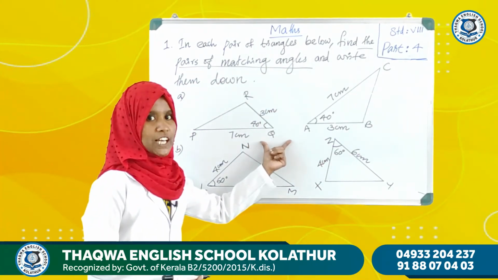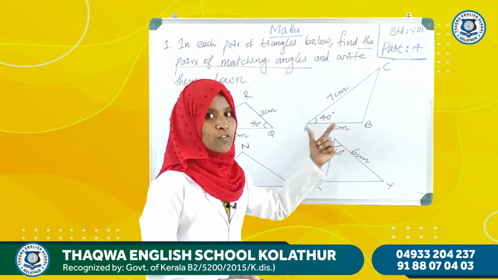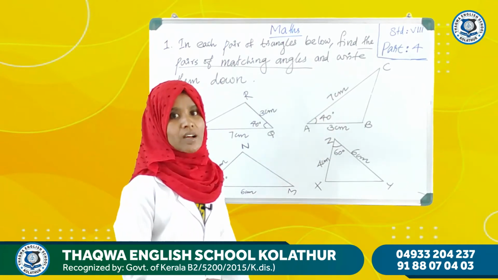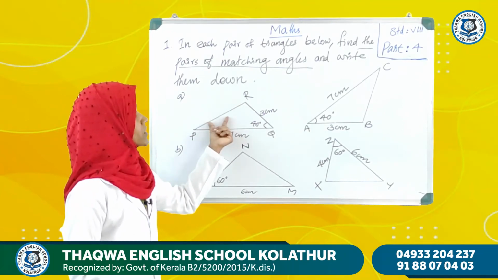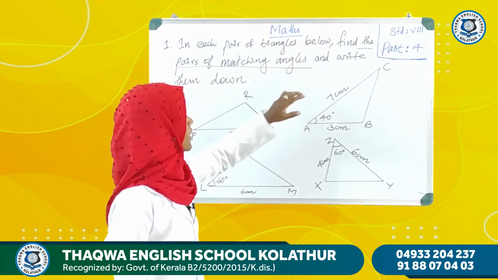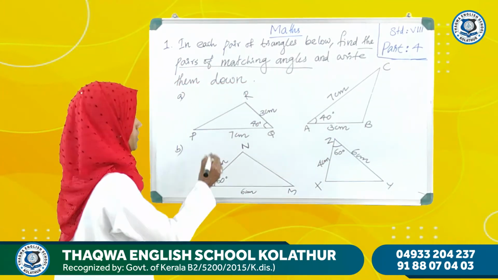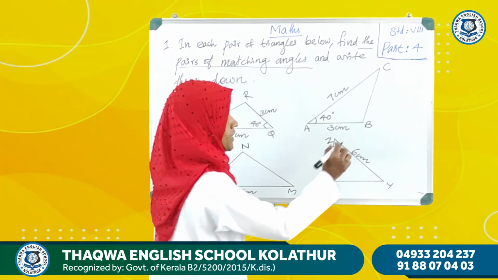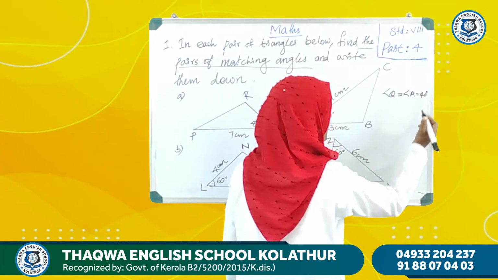We know that if two sides and the angle made by them of two triangles are equal, then the third side and the other two angles are also equal. So from these two triangles we can say that the sides PR and BC are also equal. Now we have to find out the pairs of matching angles. Can you say? We have given angle Q and angle A 40 degrees. Angle Q equals angle A equals 40 degrees.